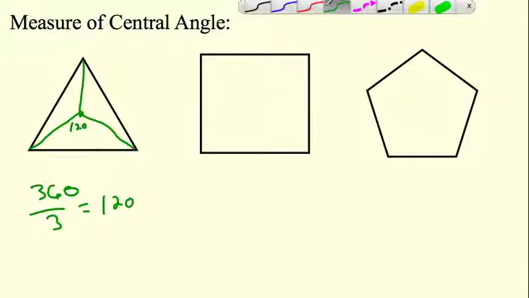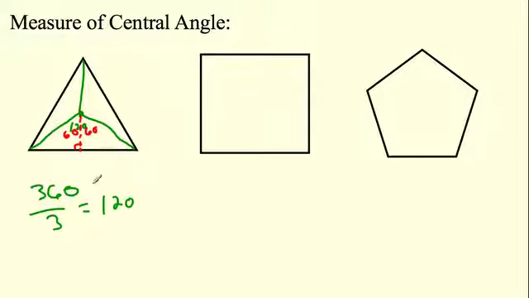And what's cool about this? What happens when you draw your apothem in there? If I draw that in, what does that do to that 120? It splits it into 60 and 60. So again, you're looking at 30, 60, 90 triangles. Super cool right there. How about a square?